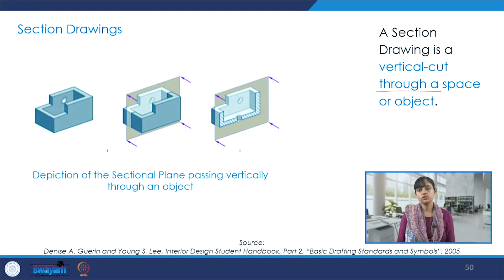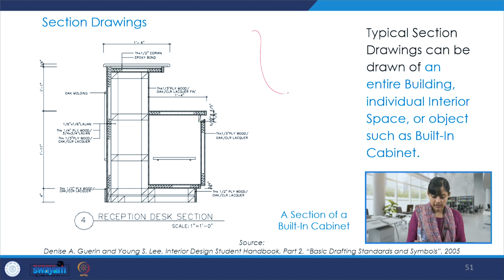Then we have section drawings. A section drawing is basically a vertical cut through a space or object. So if you see over here, this is like a plane and we are just cutting it through and through. And then what are the materials that we can see over here, what are the details, that is what a section depicts. So we can have section drawings which are also very technical and very, very important.